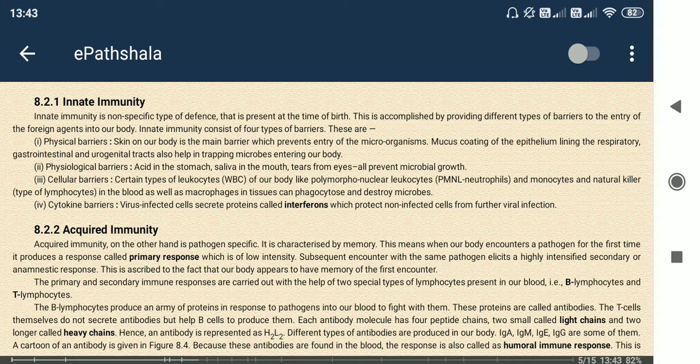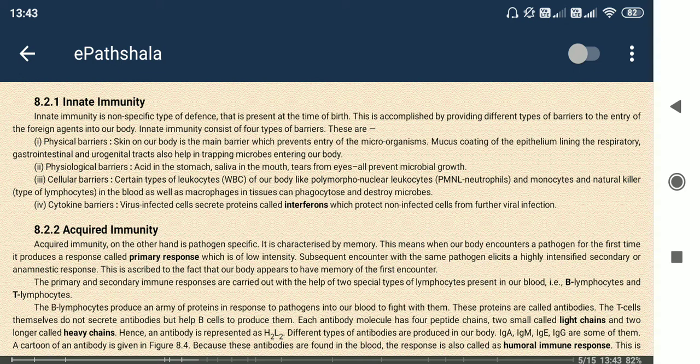Acquired immunity, how is it achieved? I have discussed it. In the case of acquired immunity, we see two types of lymphocytes involved, B lymphocyte and T lymphocyte. The B lymphocyte produces some form of antibodies.